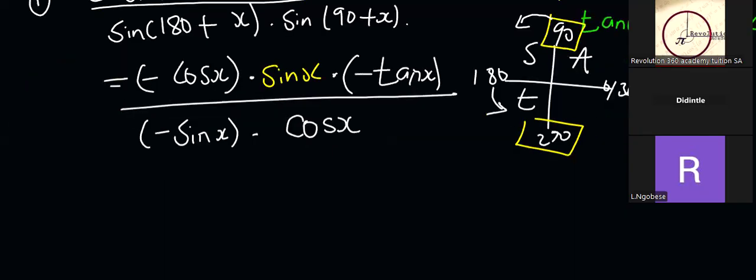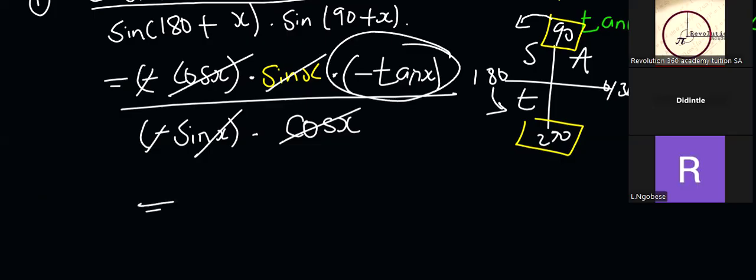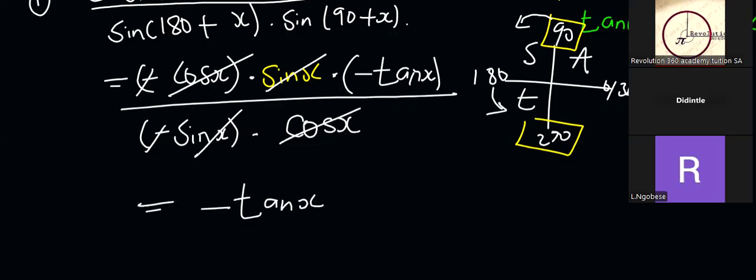Let's now cancel signs only. Negative cancels negative. Then cos x cancels cos x. Sin x cancels sin x. It means to say the final answer that you are left with is going to be negative tan x. So here you just write negative tan of x, of which that's going to be correct.